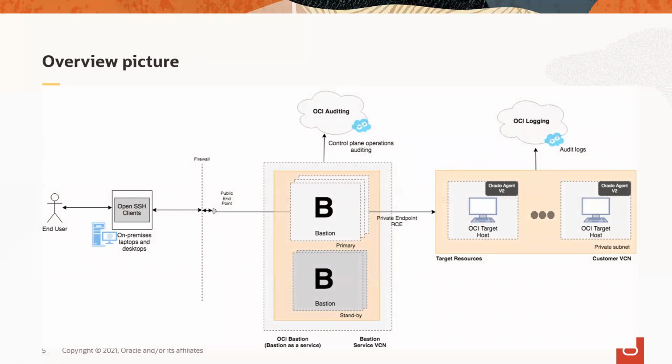In a typical enterprise architecture or a three-tier application, you have your app servers and database servers in a private subnet. And you would use a jump host to access these private endpoints. With the new Bastion service, you do not have to manage a jump host, and you could use this managed Bastion service to access your private endpoints.